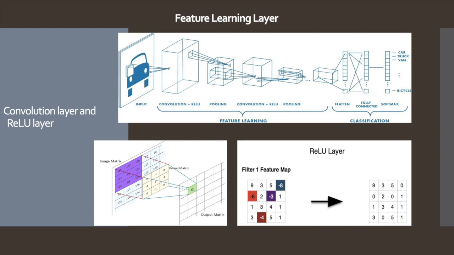The first layer is called the convolutional layer. The bottom left of the image shows the convolution operation. A part of the image matrix is multiplied with a filter with certain weights. The result of the multiplication is added to get a single number. In this diagram, a filter is mentioned as a kernel matrix.